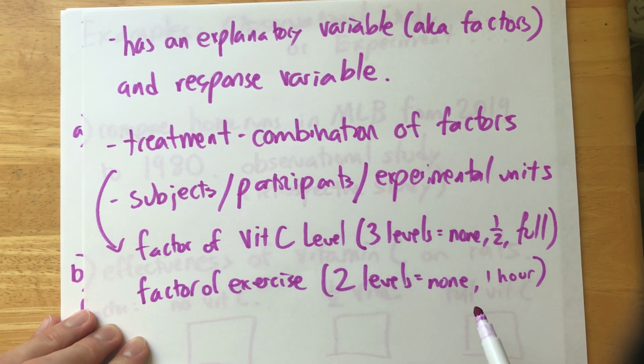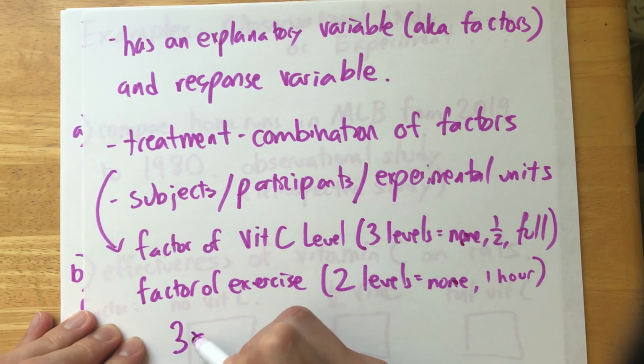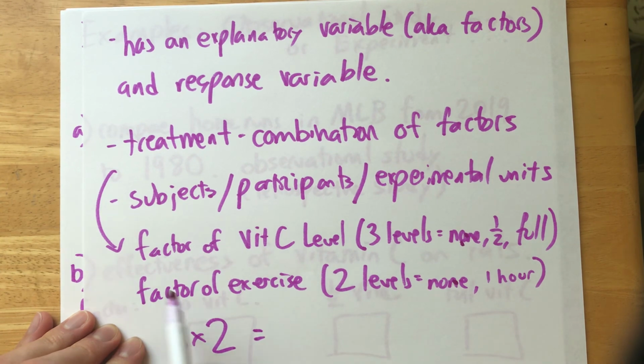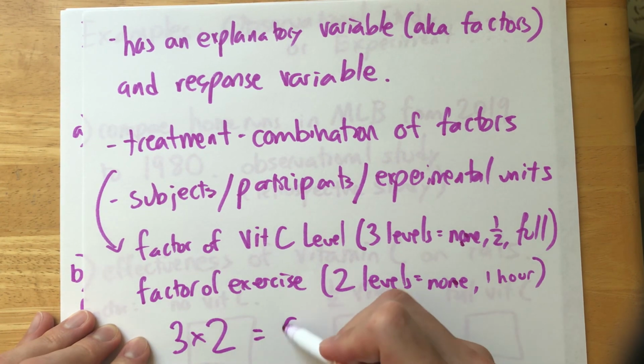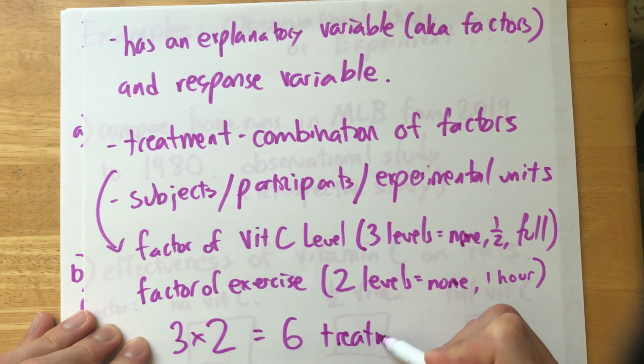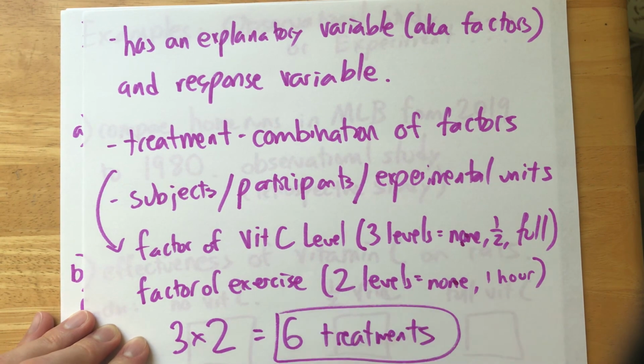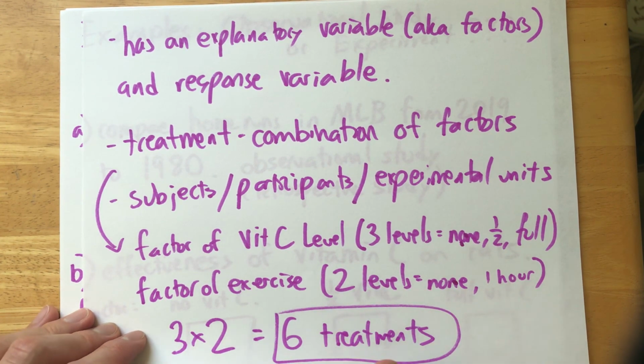So when we talk about our treatments, it's how many different combinations can you make out of this? Okay, so you can write it out. You could say no vitamin C with no exercise, no vitamin C with 1 hour of exercise, half vitamin C with no exercise, half vitamin C with 1 hour. You guys get it, right? You can just simply multiply 3 times 2. And when you multiply the number of levels of the factors, the different combinations you can have, you have now 6 treatments. Okay? Right here. Because there's 6 possible combinations you can make with the 2 factors. You can have as many factors as you want. But for our purposes, we'll probably just stick to 2, maybe 3.